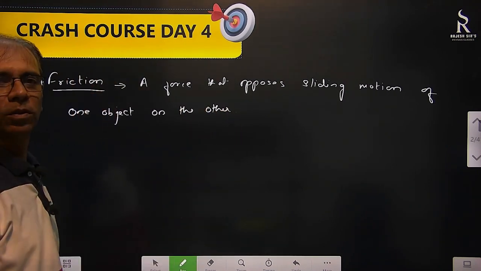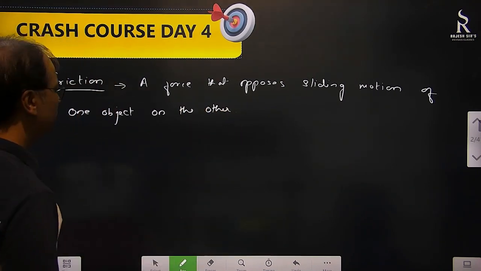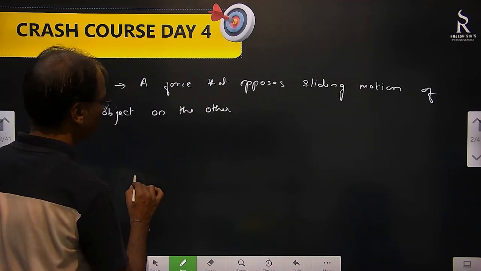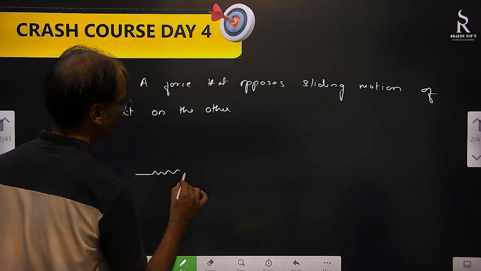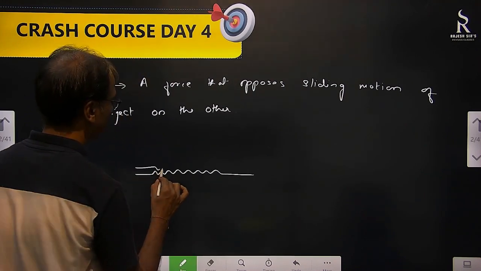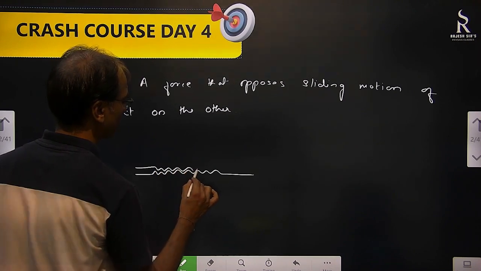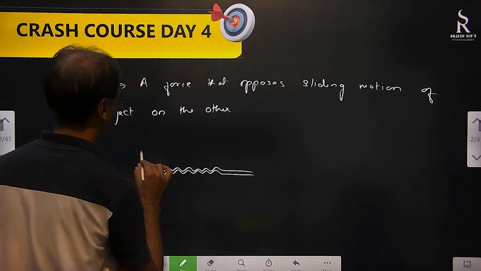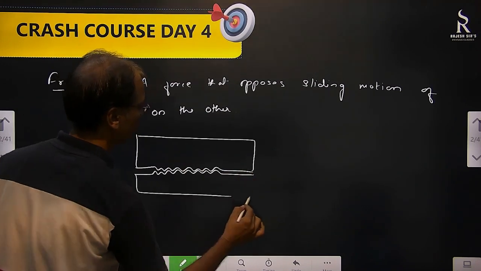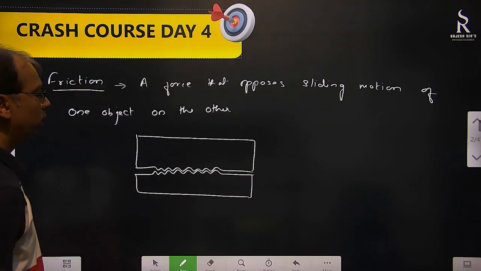Now the question is why it opposes? The reason is because two surfaces are not smooth. They have irregularities. Like one surface will be like this and the surface above it will be like this. Okay. Now let's say this is block 1 and this is block 2. Okay, so there is locking.